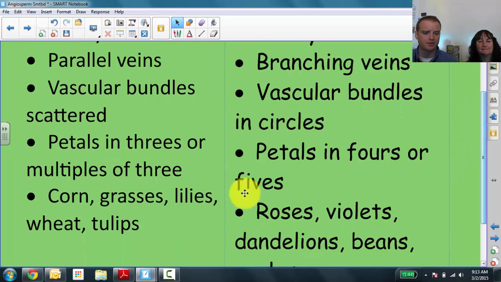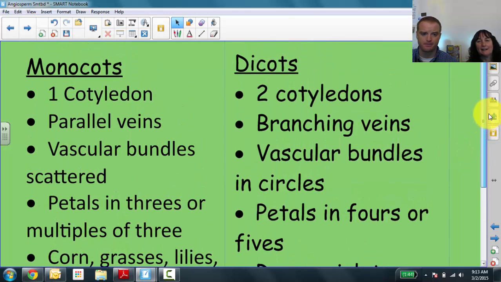Some common examples would be corn, the grass you mow in the summertime, lilies, wheat, and tulips, which all fall into that monocot category. Then we have the dicots. Dicot means they have 2 cotyledons, and the veins in their leaves are branching. They have main veins that go out, and then other little veins come off of those. So it's a little more complicated than straight parallel.